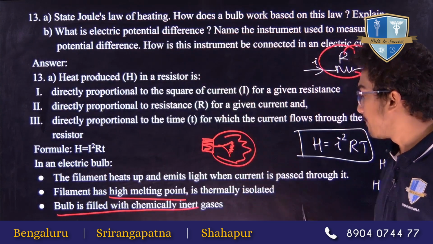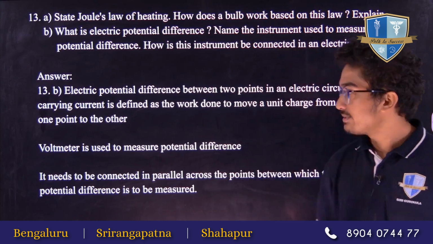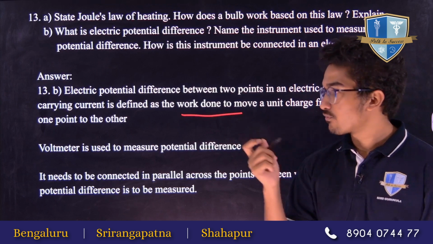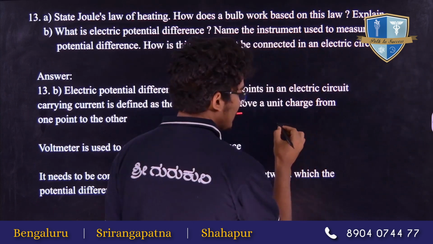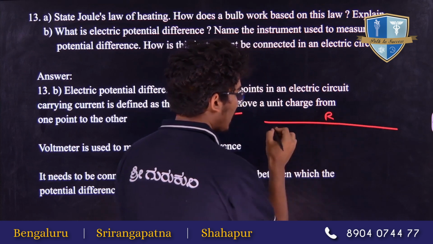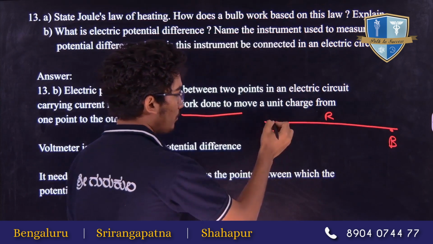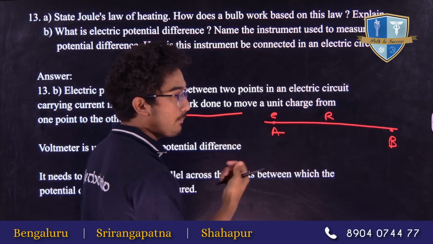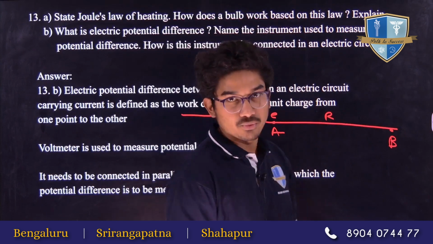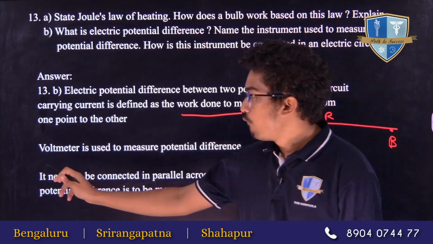Now let's see the second part. The second part is what is electric potential difference. It is nothing but the work done to move a unit charge from point A to point B. So if this is a wire, it has a resistance R, and this is point A and point B. The amount of work we are supposed to do for moving, for example, an electron from here to here, with a resistance R in between, is nothing but the potential difference, and it can be measured using a voltmeter.